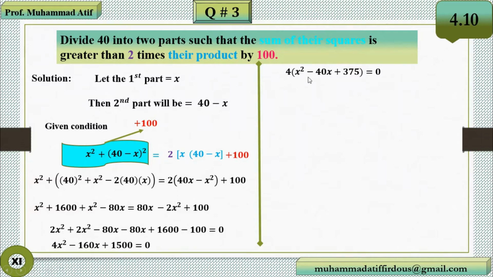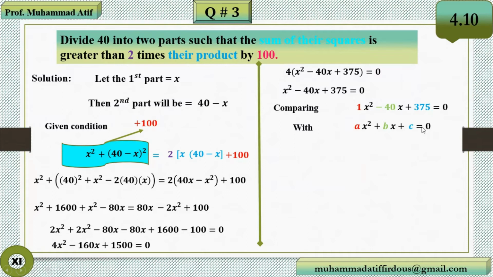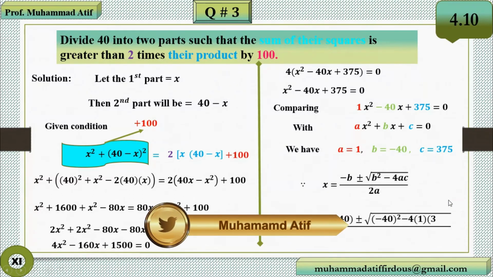Just divide this 4 on the right hand side. 0 over 4 is equal to 0. So we have only x square minus 40x plus 375. Compare this equation with ax square plus bx plus c. So we have a is equal to 1, b is equal to minus 40, and c is equal to 375. Write your quadratic formula and replace the values of a, b, and c in your formula and simplify this.